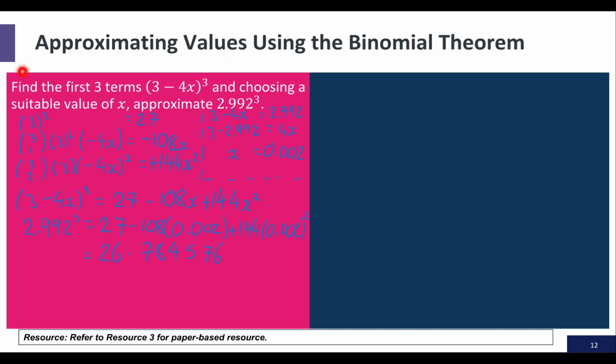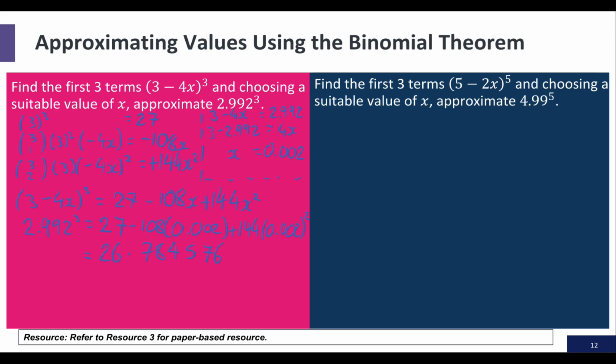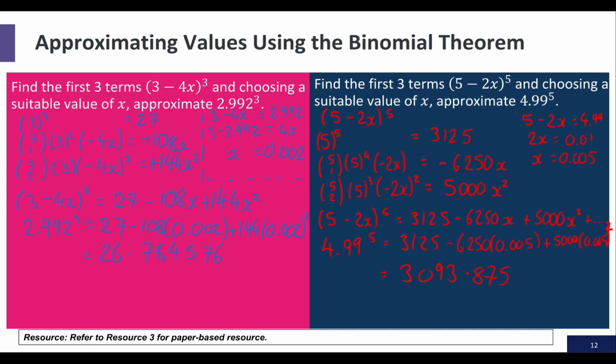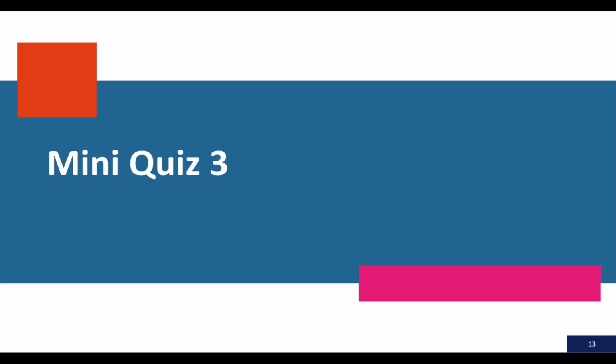So here's your question. Pause the video, have a go, unpause when you're ready to check. There's the solution. And if you want to check it, or see how close it is, just type in 4.99 to the power of 5. And you see that your answer is fairly close. And I'd like you to have a go at mini quiz 3, which is based on those questions there.